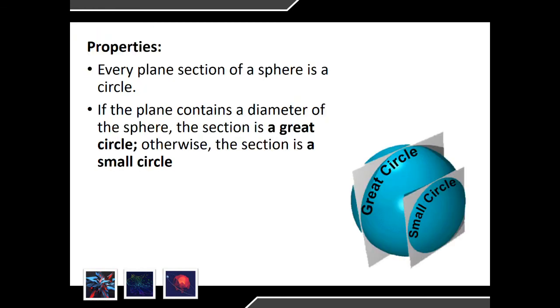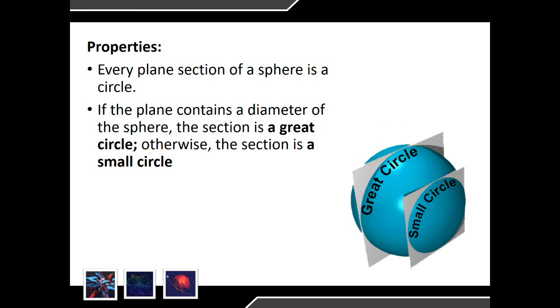Ito yung ilan sa mga properties ng sphere. Every plane section of a sphere is a circle. So, ibig sabihin, kung ikakat mo ang sphere in any way or in any degree, laging circle yung nabubuong section. At kapag ang section na ginamit mo ay dumadaan sa diameter ng sphere, then it's called a great circle. Bakit? Kasi siya na yung may pinaka malawak na area sa lahat ng mga sections na ikakat mo sa sphere.